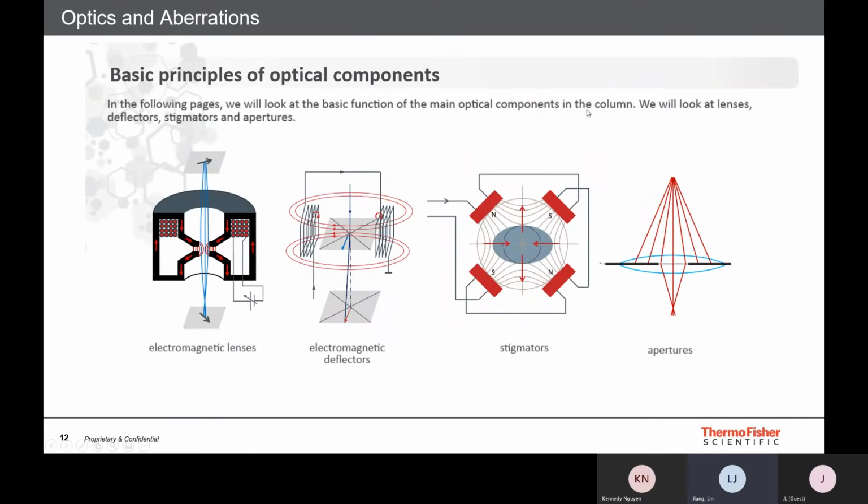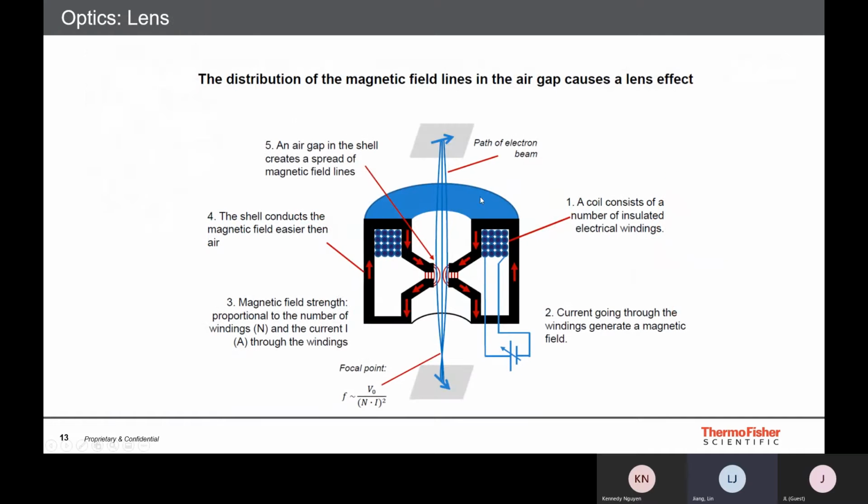So next, I'm going to quickly go through these different objects and operations. We basically have four main object components in the column. The most important one is the electromagnetic lens, and then we have the electromagnetic deflector, and also the stigmator and aperture. I'm going to go through them one by one, real quick. So this is how the electromagnetic lens looks like.